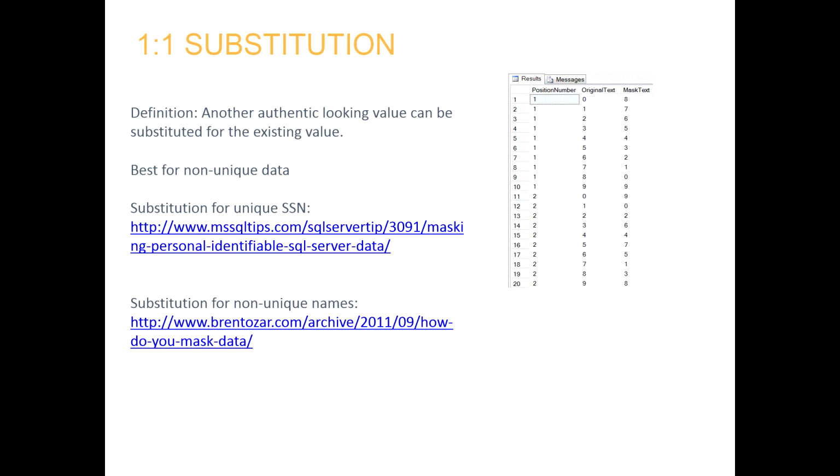Substitution is an algorithm in which another authentic-looking value can be substituted for the existing value. It is best suited for non-unique data. This is also an algorithm most often mentioned in the open source community. Here are the two blogs that we already mentioned previously: substitution for a unique social security number and substitution for non-unique names.